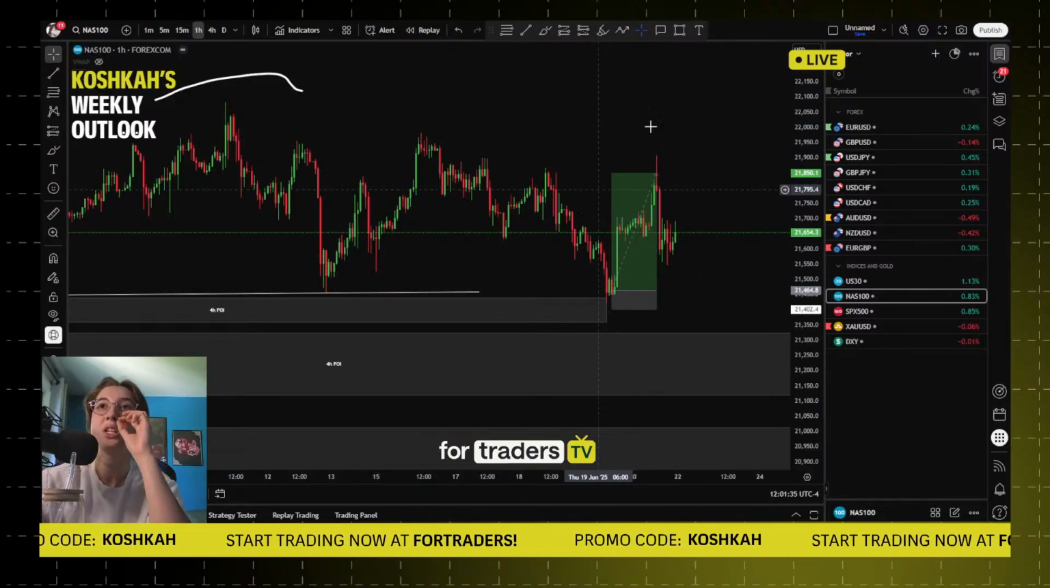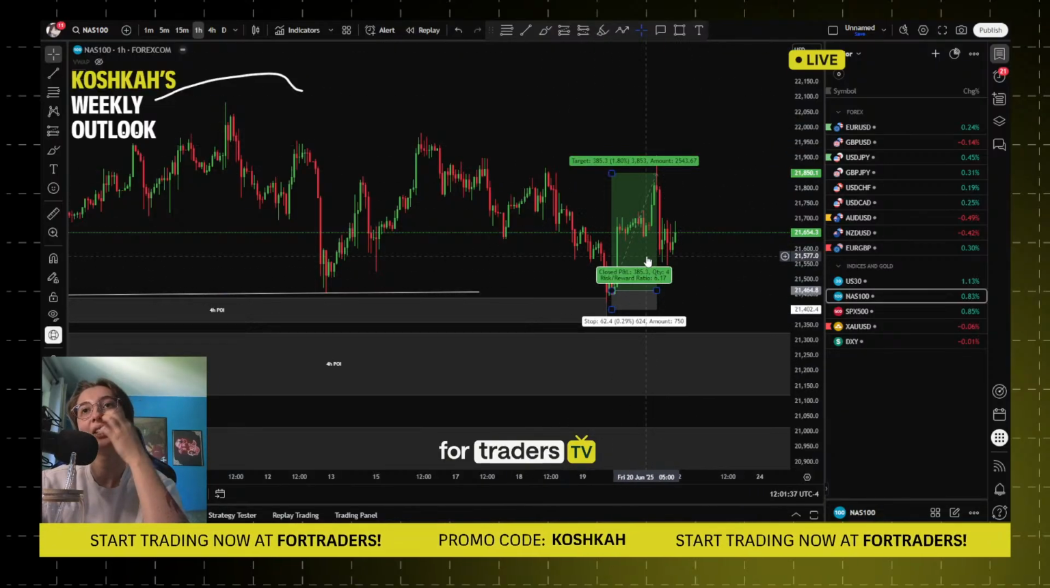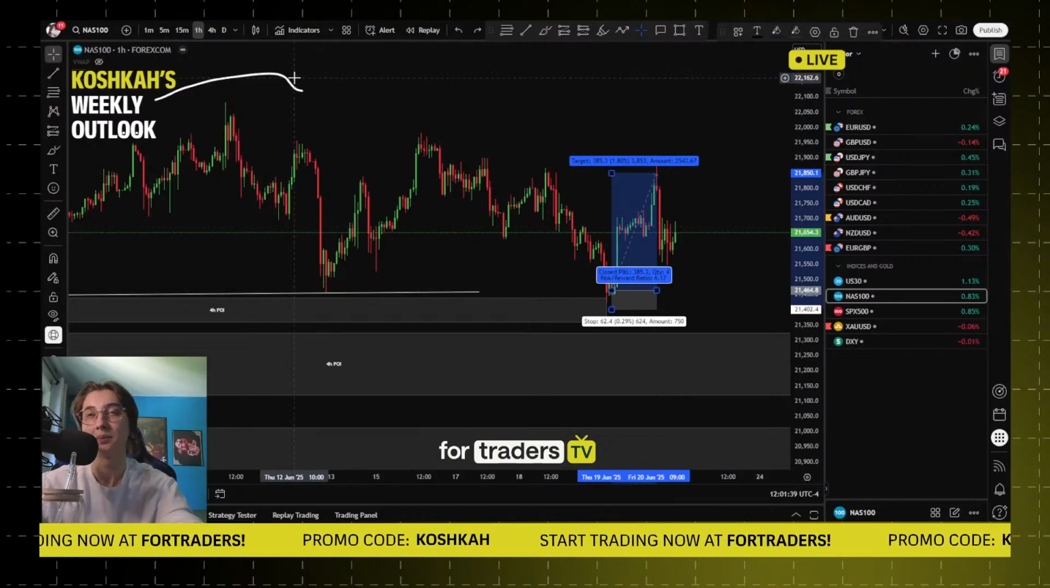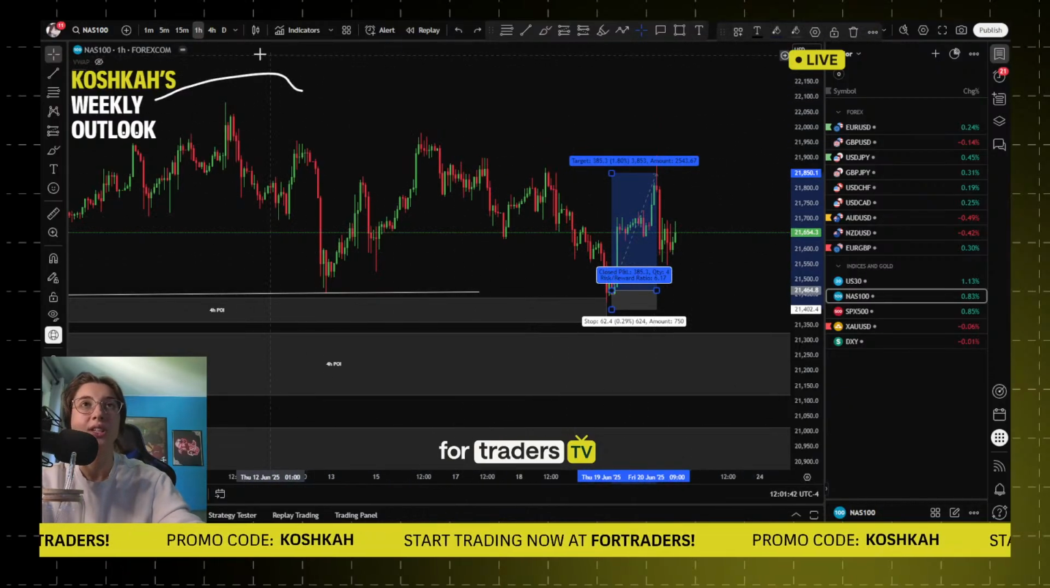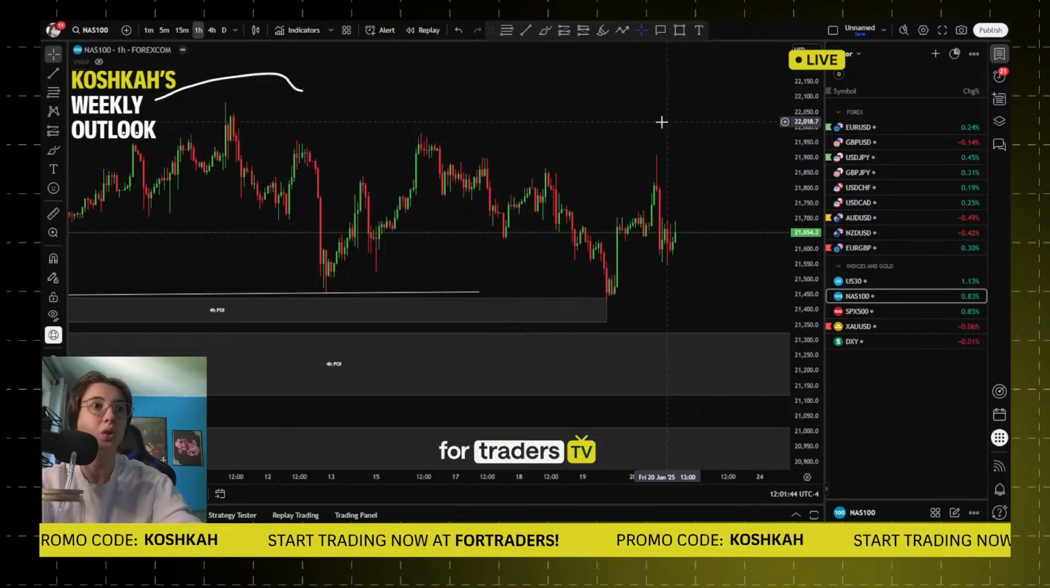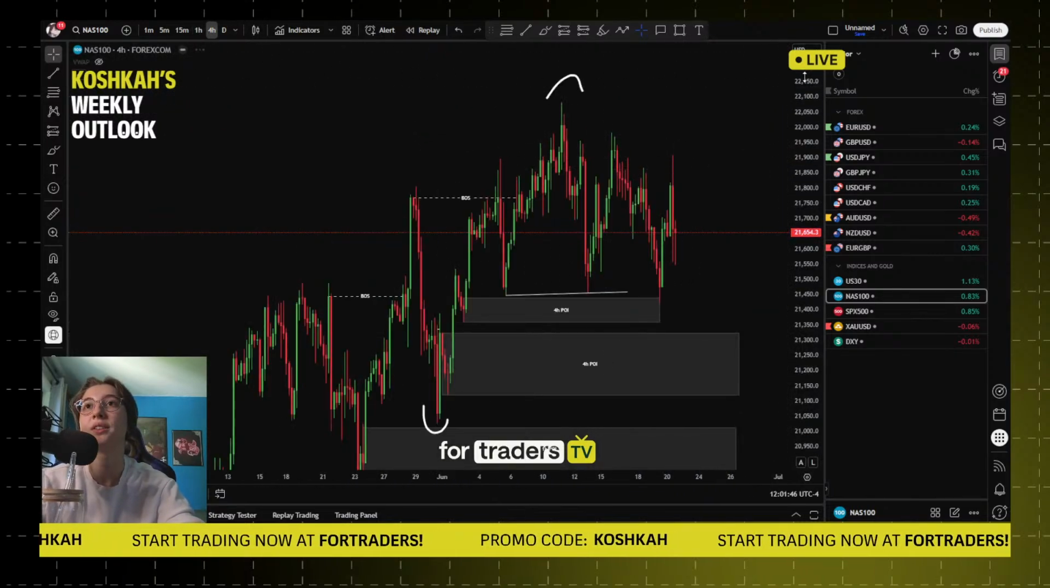So as you can see right here, price just pushed to the upside and we hit our final take profit for around a 1-to-6 risk to reward ratio. So that's pretty much it for NAS 100.